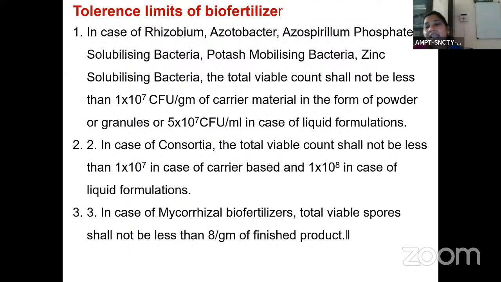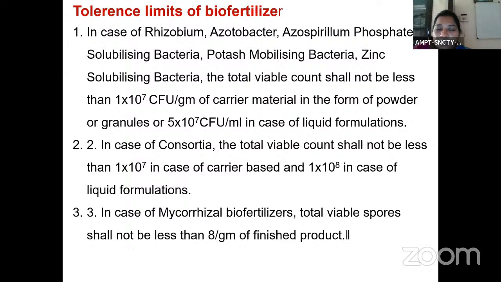And then they have given amendments, tolerance limits for biofertilizers. In the case of Rhizobium, Azotobacter, Azospirillum, phosphate solubilizing bacteria, potassium mobilizing bacteria, and zinc solubilizing bacteria, the total viable count shall not be less than 1 into 10 to the power of 7 colony forming units per 1 gram of carrier material in the form of powder or granules. It is 5 into 10 to the power of 7 colony forming units per ml in the case of liquid formulations.